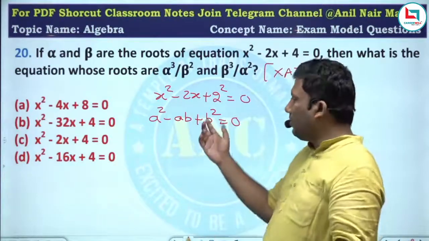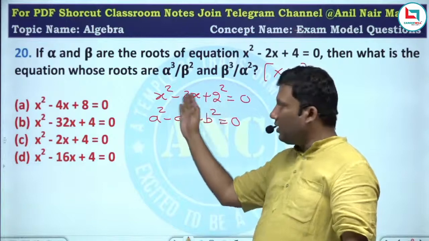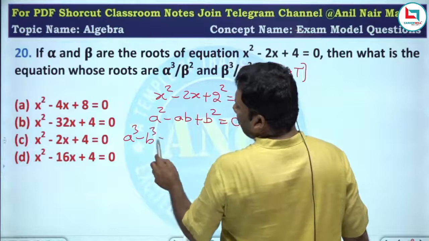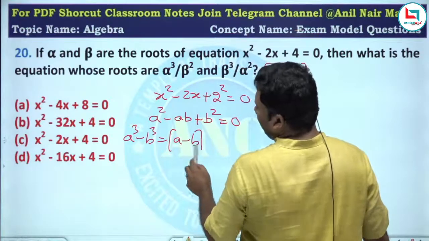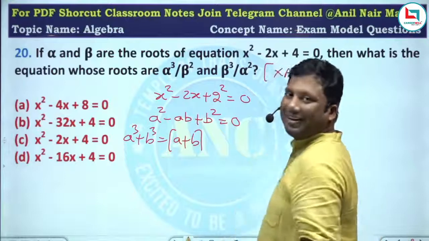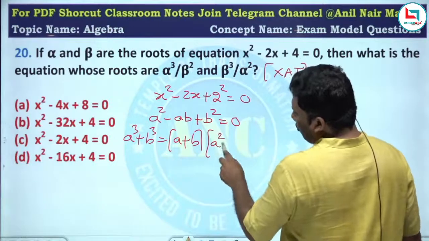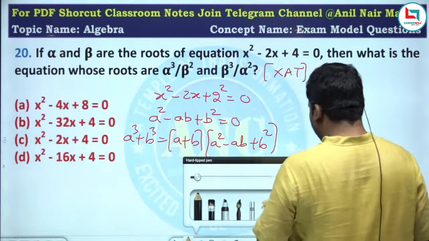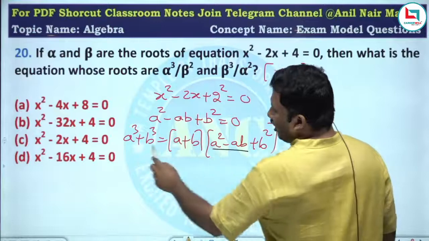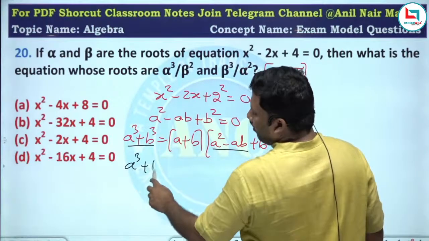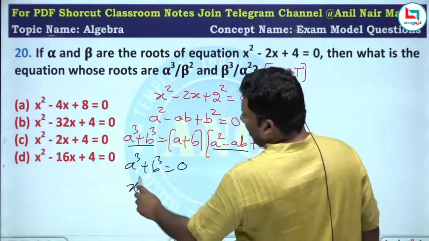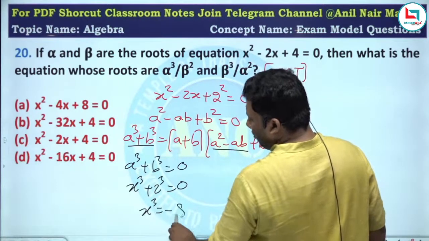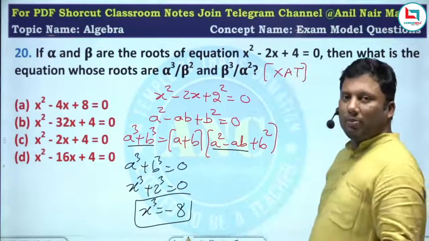A square minus ab plus b square. 2 is becoming 2 square, x is becoming x square. So a cube plus b cube we will take: a plus b into a square minus ab plus b square. This is 0. So a cube plus b cube will be 0. That means x cube plus 2 cube equivalent to 0. X cube equivalent to minus 8. Am I right?